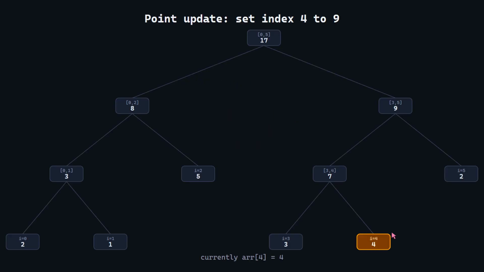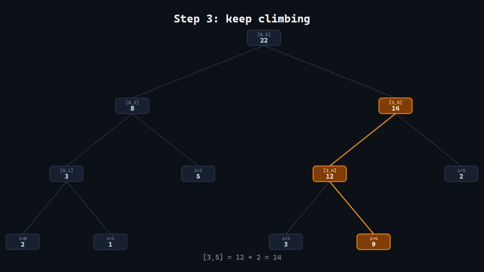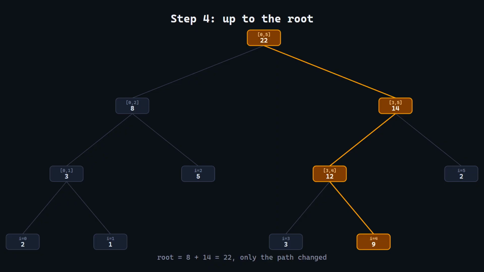Now the other operation, a point update. Let's change index 4 from 4 to 9. First, we change the leaf itself to 9. Then we recompute its parent, the node covering 3 to 4. 3 plus 9 is 12. Up again, the node covering 3 to 5 becomes 12 plus 2, 14. And finally, the root. 8 plus 14, 22.